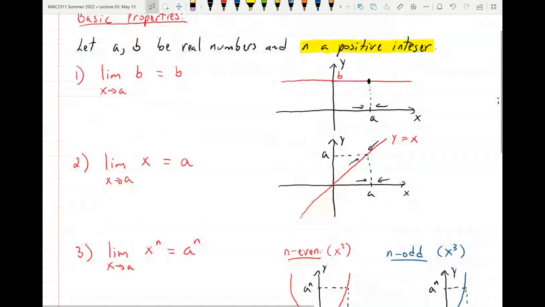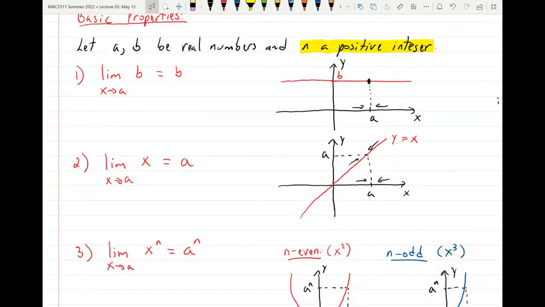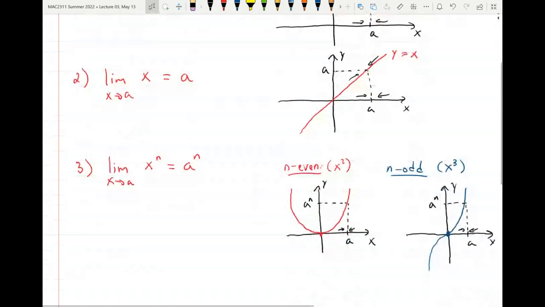Okay, so these are our basic properties. The limit of a constant is just a constant. The limit of the function y equals x as x approaches a is just a. And the limit of the power function x to the n as x approaches a, you just evaluate and you get a to the n.